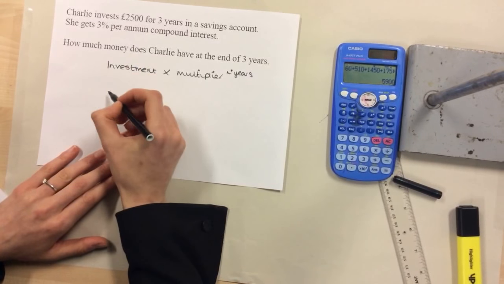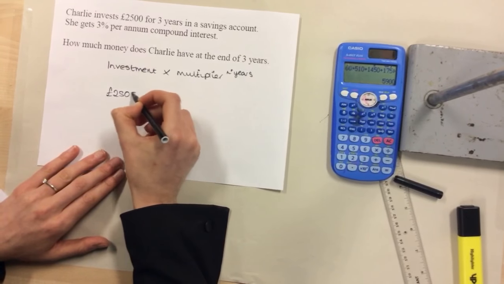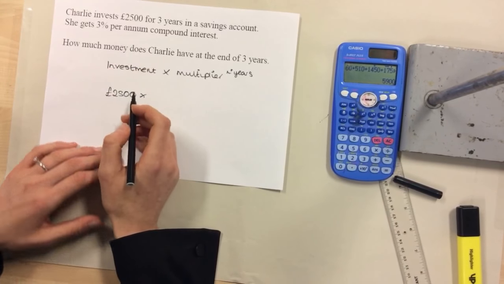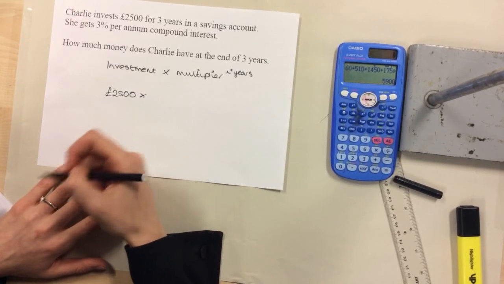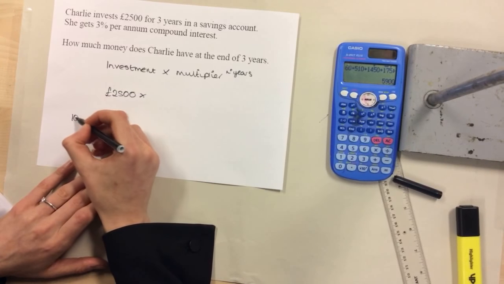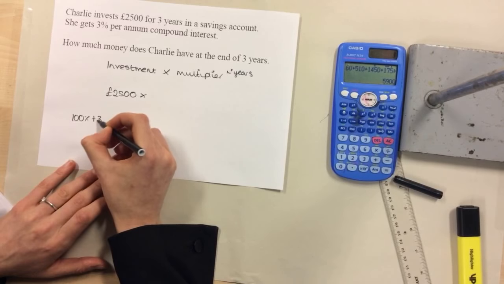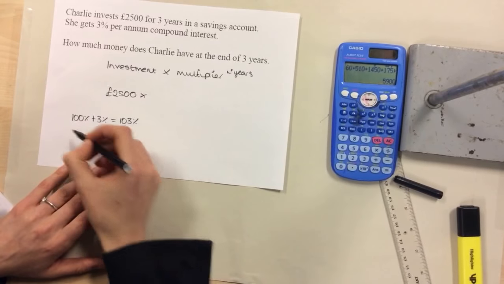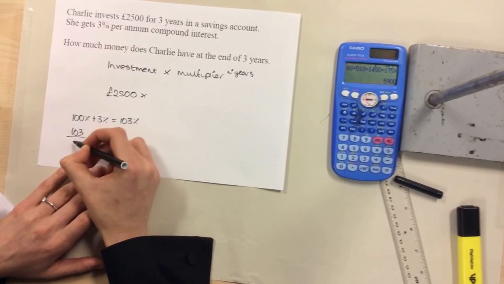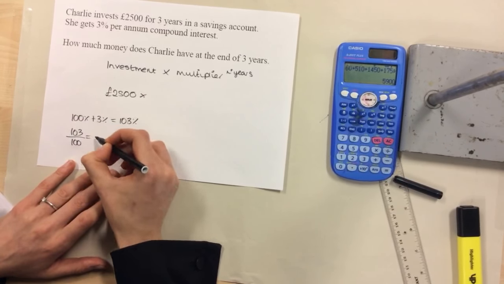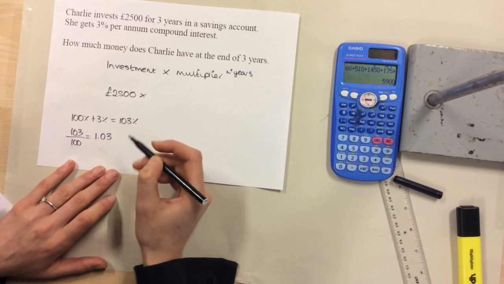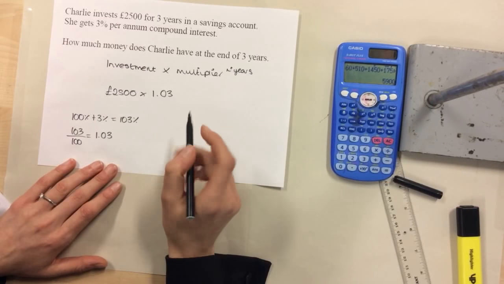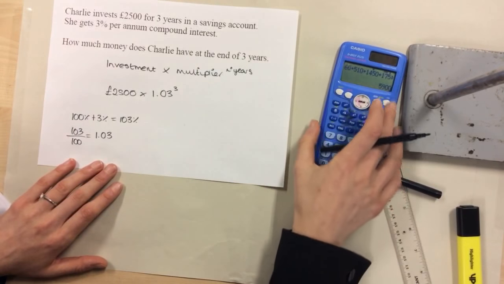So in this case, we've got 2,500 and I need to work out my multiplier. Now, because it's 3% and because it's going into a savings account, she's earning that money, okay? So if we're starting with 100%, it's going to be increasing by 3%, which means we have 103% going in there. Now, to convert this to a multiplier, we go from a percentage to a decimal, so we're going to divide by 100, and that gives us 1.03. So I've got 2,500 multiplied by 1.03, and that is going to be to the power of 3 years.